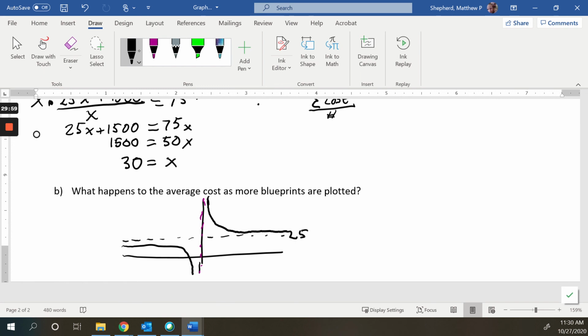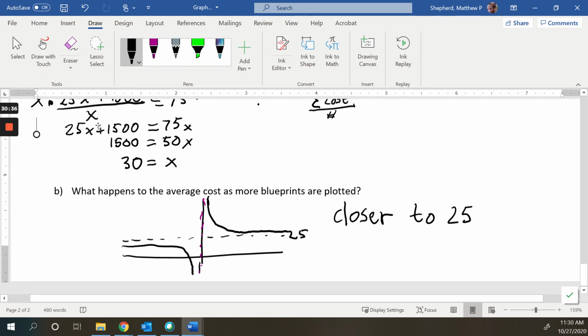This is going to continue to drop. And it's going to continue to get closer and closer to 25. But it's never actually going to reach 25. 25 is the smallest amount we pay per blueprint, and we still have to calculate in the cost of the whole machine. So the more there are, the closer we get to 25, but we're never actually going to reach that average of 25. It's always going to have cost us, on average, a little bit more than 25, no matter how many of these we make. Okay, I hope this helps you. Good luck.